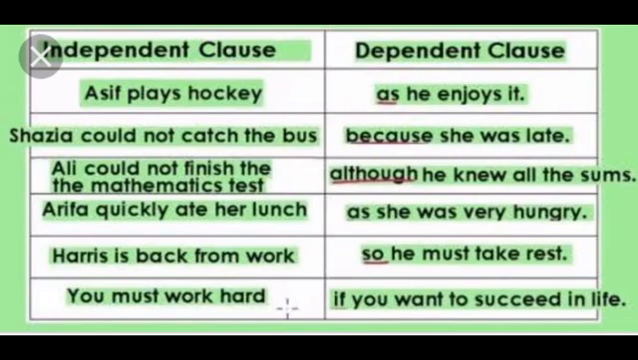You must work hard is the independent clause that can stand alone, and that sentence has a subject and predicate of its own. The dependent clause, if you want to succeed in life, even though it has a subject and predicate of its own, cannot stand alone. It needs the help of the independent clause, that is, you must work hard.